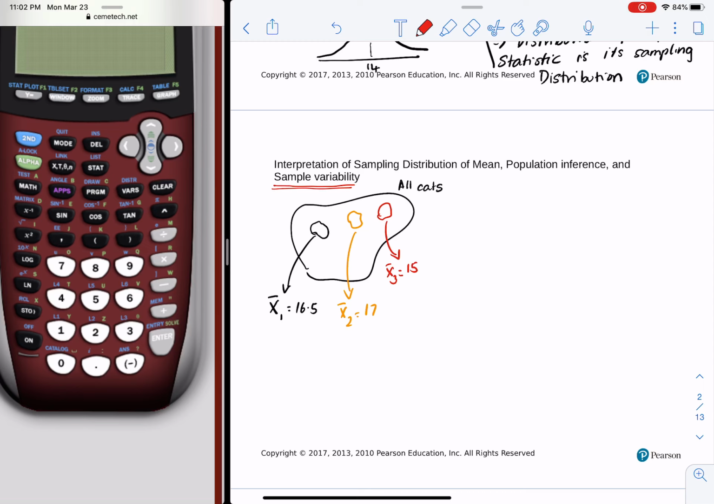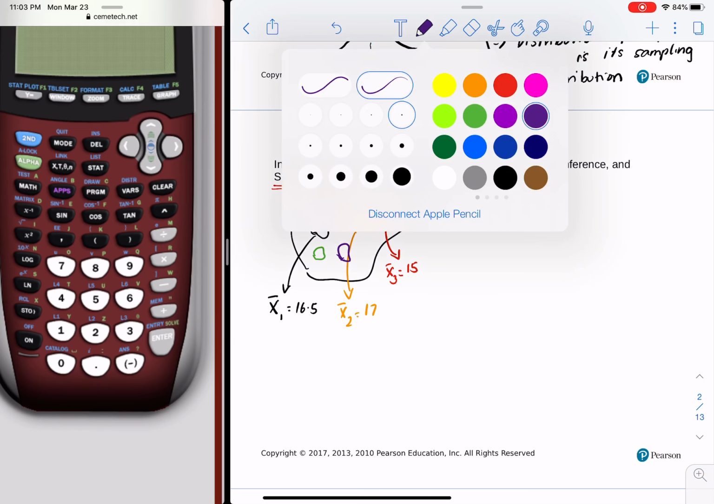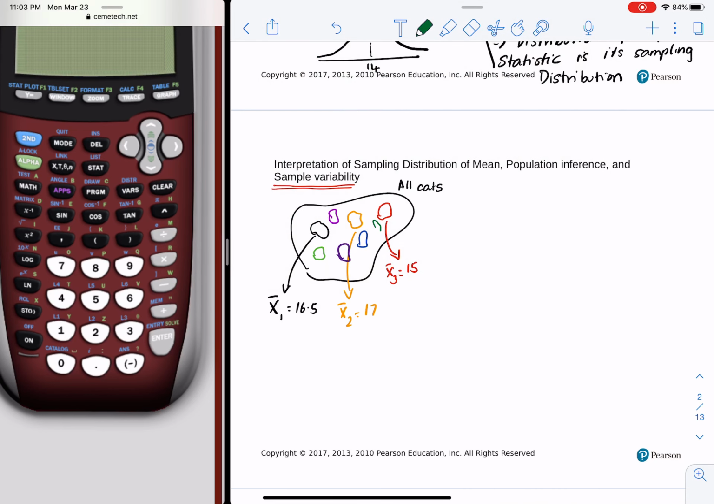So typically, if we continue to collect as many samples as possible, eventually we are going to cover the entire population. What do I mean by that? So here is another sample in green, another sample in purple, another in dark purple, and blue, and forest green. If we keep on going, we'd end up getting lots of samples, and each of them is going to provide us with a different mean.